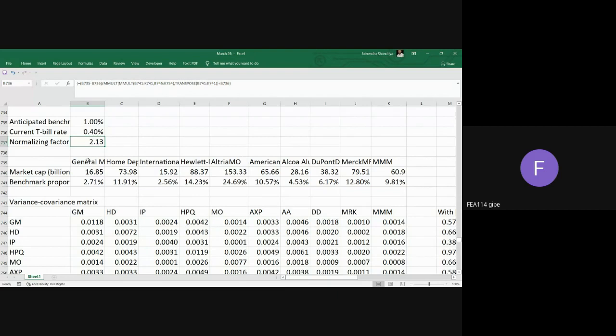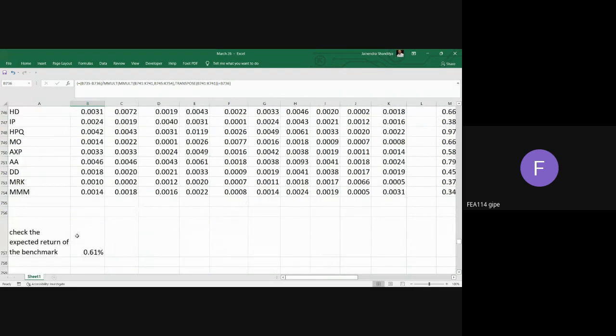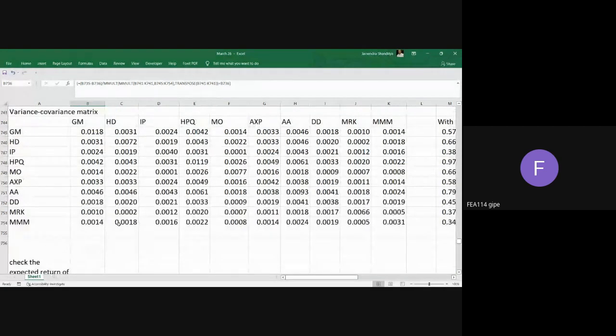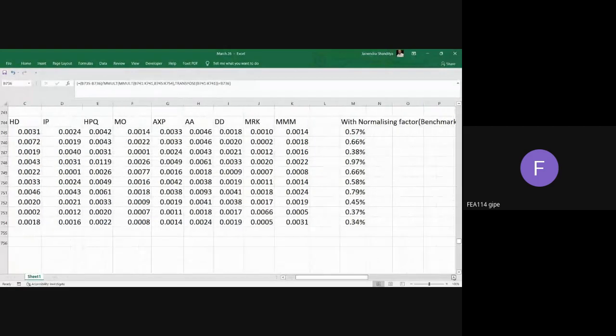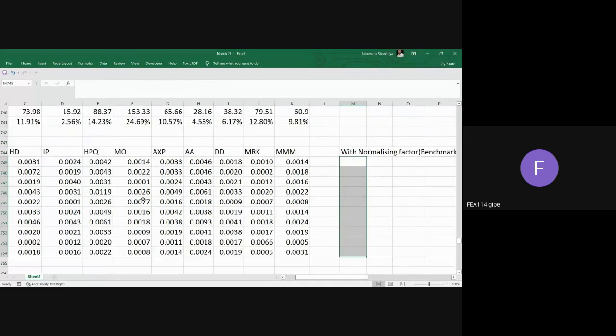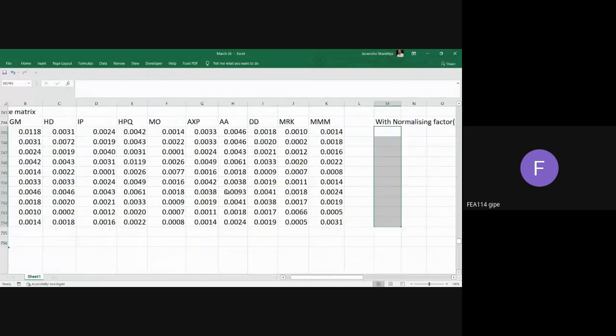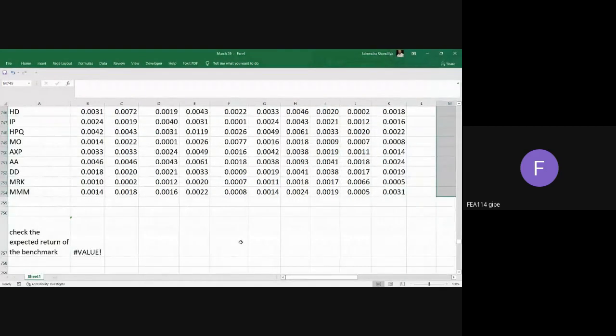So I've got the normalizing factor 2.13. This we'll use in the next calculation. Now, if I calculate the next one, which I have not done because this was based on the previous one, we'll do it next time. If I calculate the new return of the benchmark with this normalizing factor, then this will sum to 1. So we stop here because I had already crossed this. That's why some of these tables that you are seeing are filled up. Sorry for this.